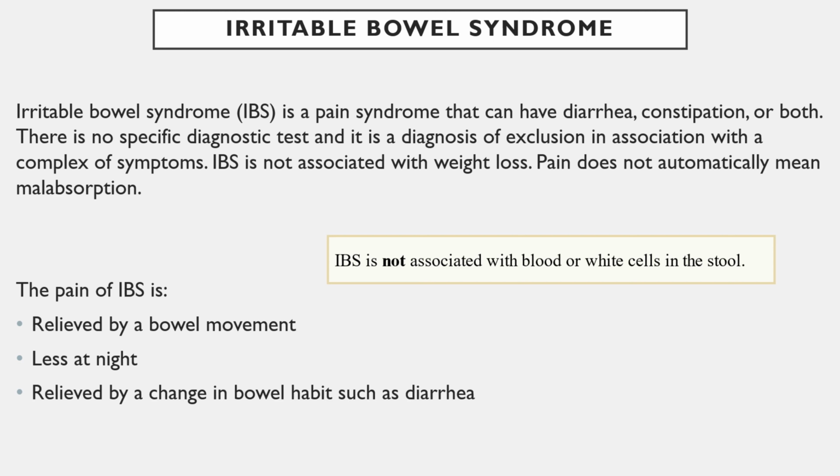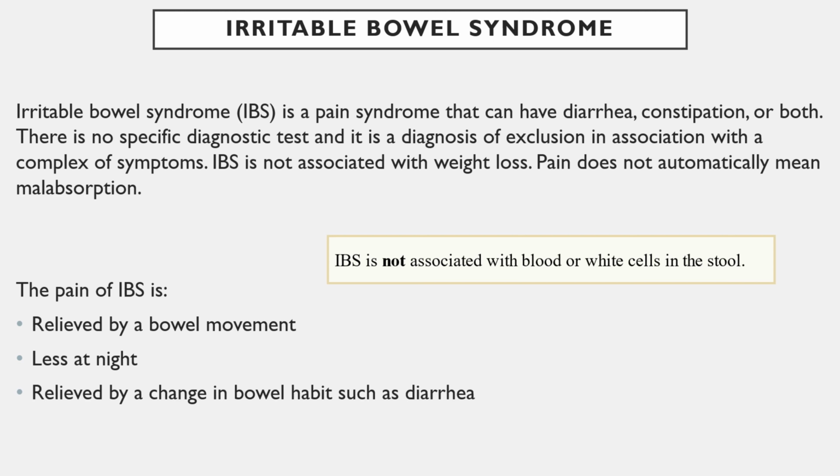IBS is a diagnosis of exclusion, associated with a complex of symptoms. IBS is not associated with weight loss. Pain does not automatically mean malabsorption. There is a clinical tip here: IBS is not associated with blood or white cells in the stools. So in IBS, don't expect to see blood or white cells on the stool sample.